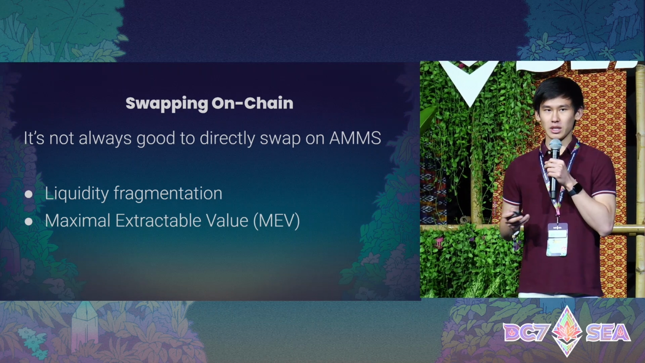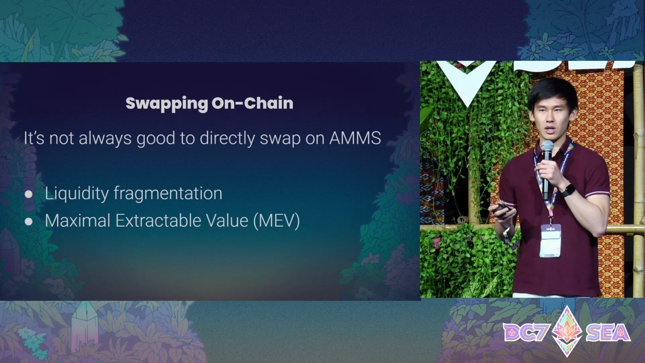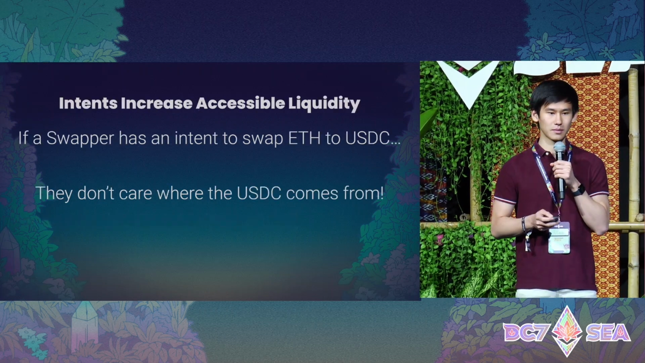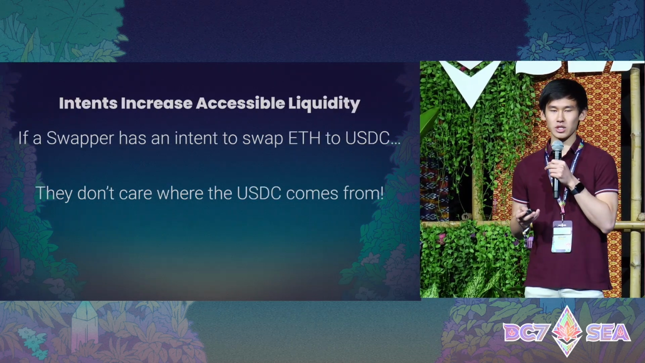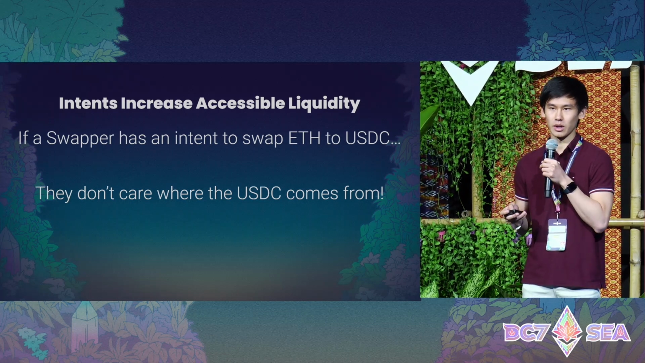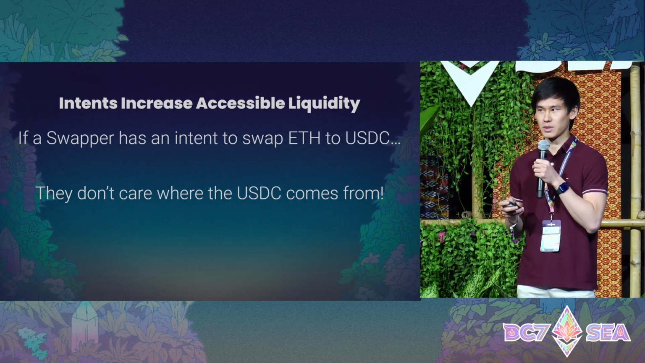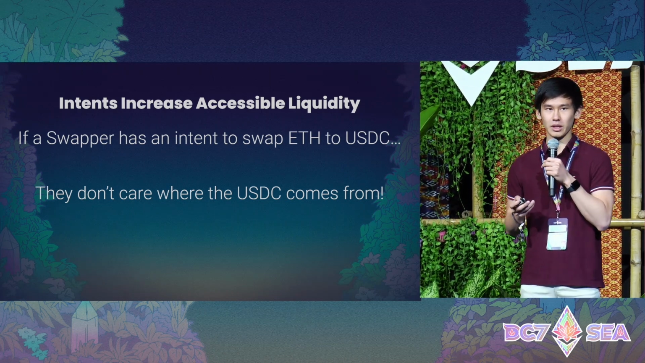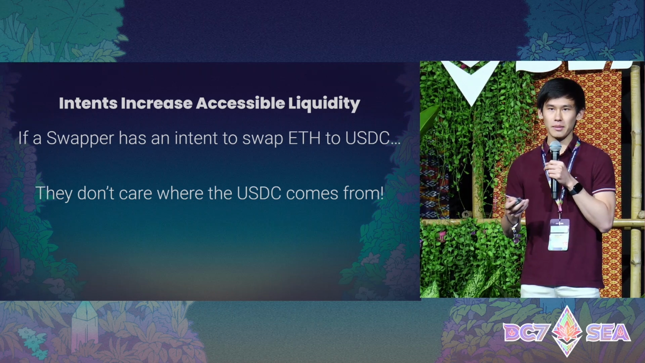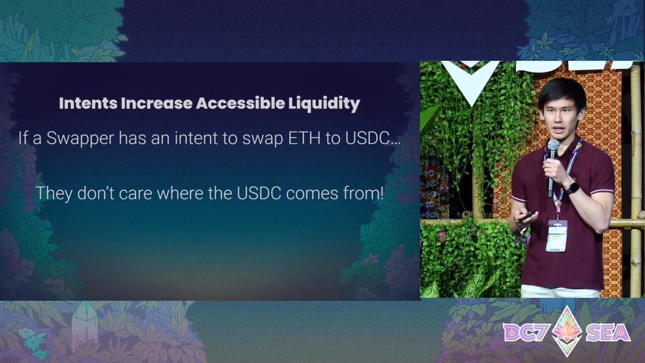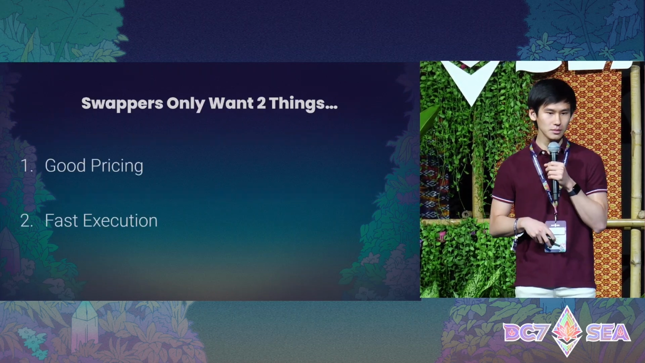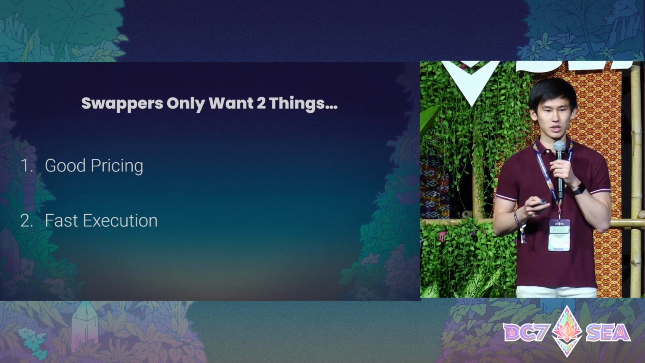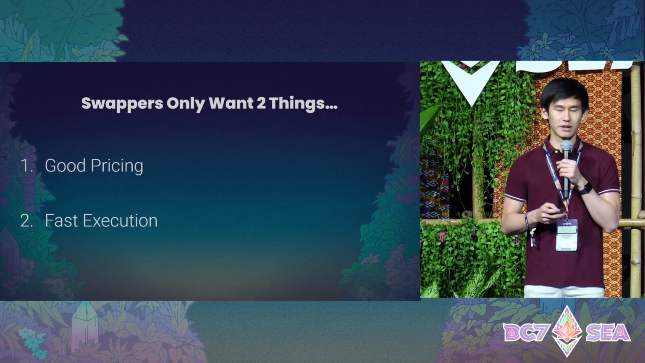We want to be able to expand the realm of accessible on-chain liquidity while also opening the door for off-chain liquidity. A pattern that's used to achieve this is using intents, where a swapper signs an intent to swap token A to token B, and they don't care where the token B comes from. They just want it to come in a reasonable amount of time and get a good price for it. So thinking from this perspective, it's a simple problem that swappers want two things: good pricing and fast execution.